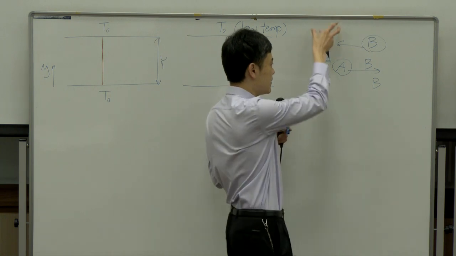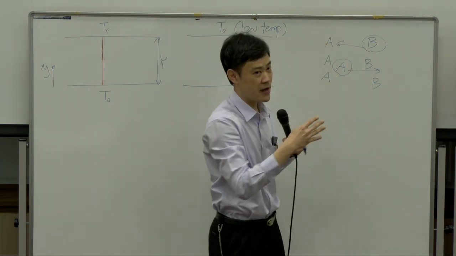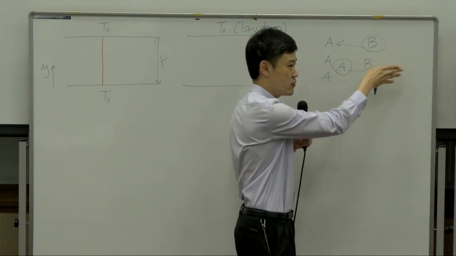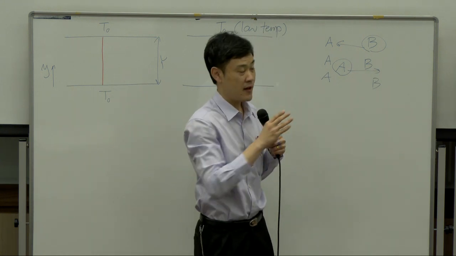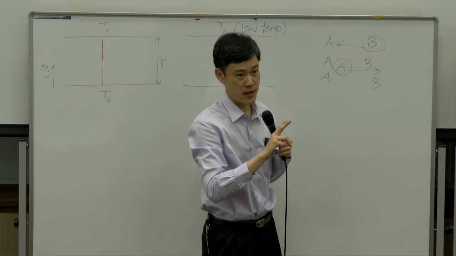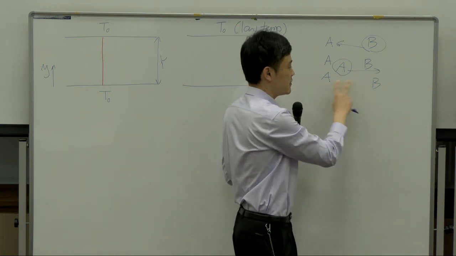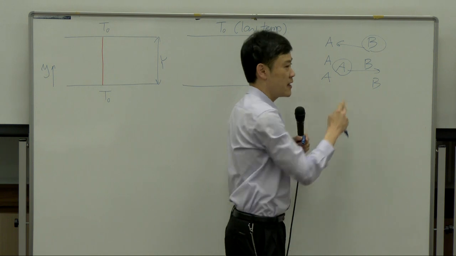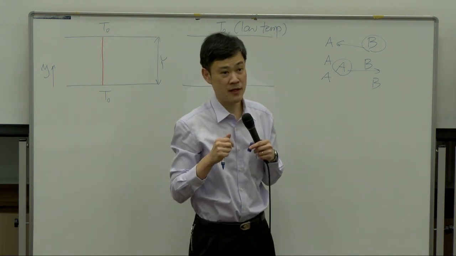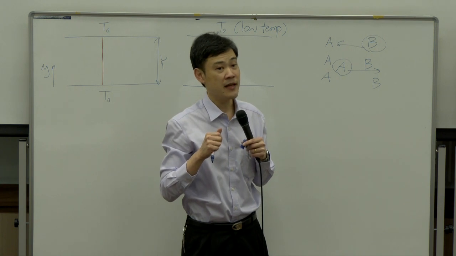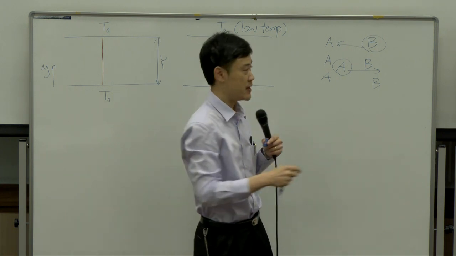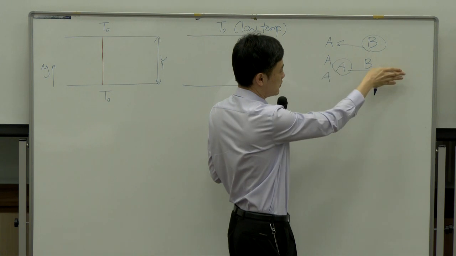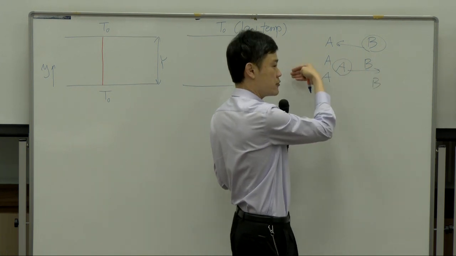Now, if the left-hand side is higher in temperature originally, that means A is carrying high energy to the right-hand side. This has nothing to do with flow, okay? So this is energy carrying by means of diffusion. And different species can carry different amounts of energy, because different species have different heat capacity. Okay? So in this case, on one side, A carries energy to the right-hand side. On the other side, B carries energy back to the left-hand side.